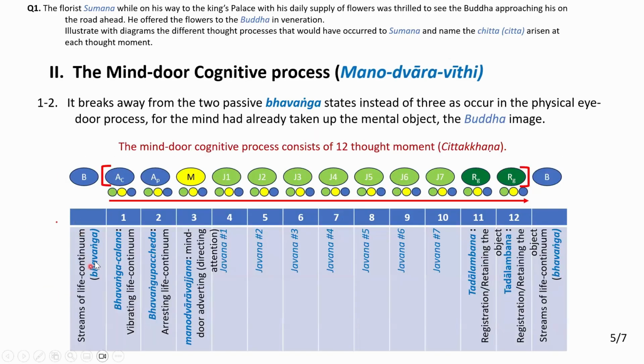So we see that there are only 2 bhavanga citta, then followed by the mind door averting citta, followed by 7 javanas, ending with 2 registration citta before it falls back to the passive or dormant mind process. It breaks away from the 2 passive bhavanga states instead of 3 as occurs in the physical eye door process, for the mind had already taken up the mental object of the image.